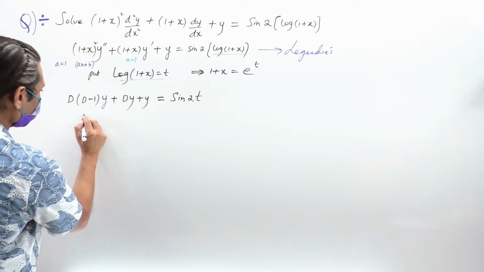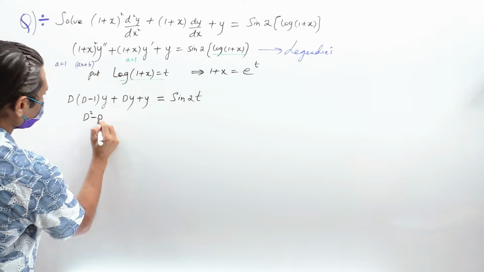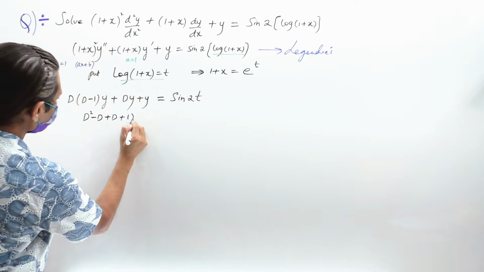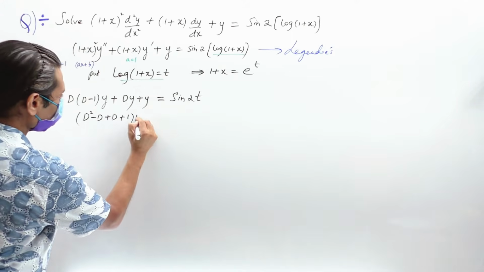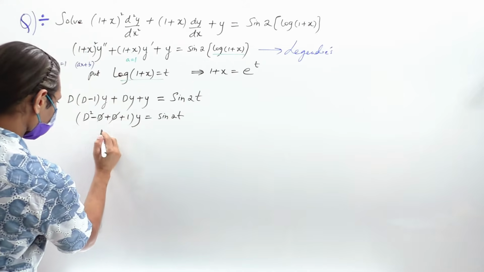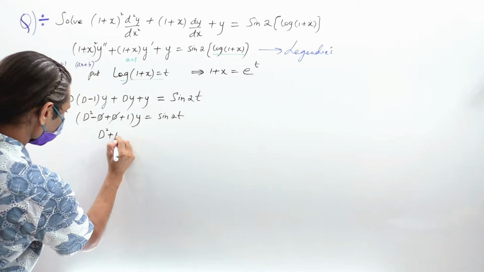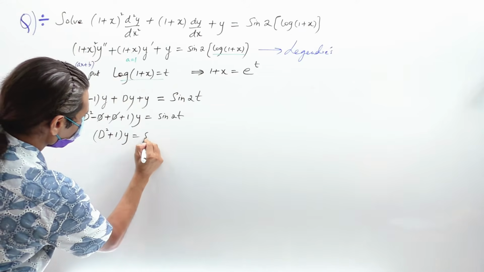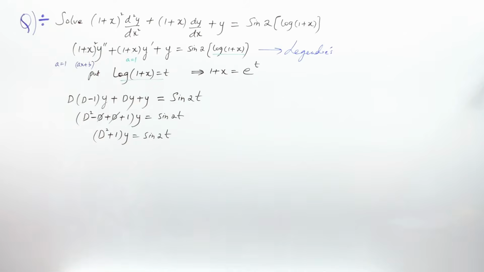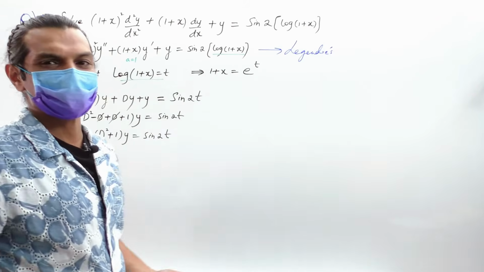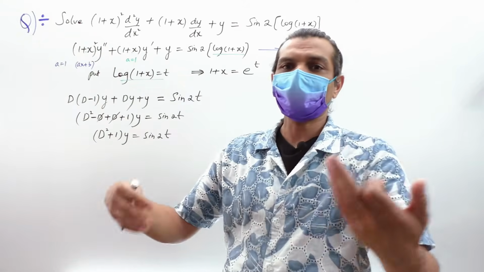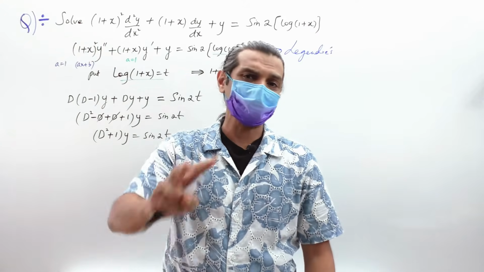Now simplify. So we have D squared minus D plus D plus 1 whole into y equals sin 2t, the D's cancel. So (D squared plus 1) into y equals sin 2t. Now see, such an easy thing. You all know, we have been doing this in previous videos. It's a differential equation, where the right-hand side is a sine or cosine trigonometry type, number 2.